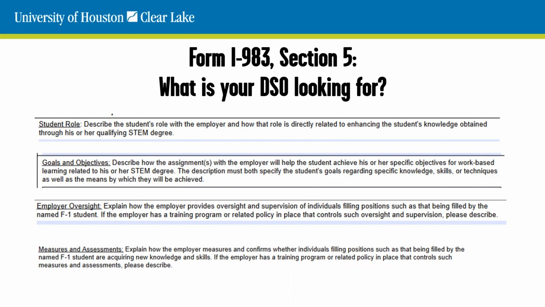The goals should be clearly outlined and specific to your training, skills, and what you will achieve in a given period of time. Your employer must also describe how they evaluate your performance. If they already have a performance evaluation system for the company, they can describe that. Please note, you can attach additional pages if more room is necessary.